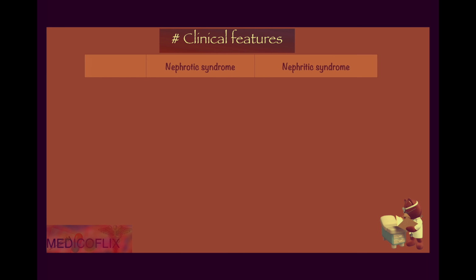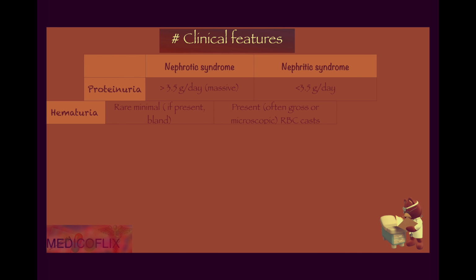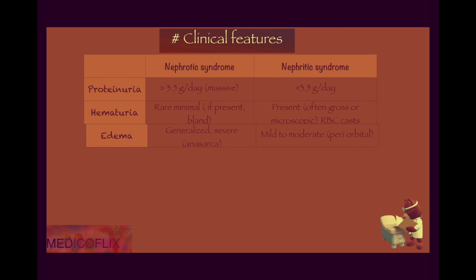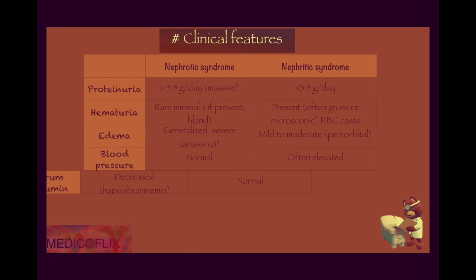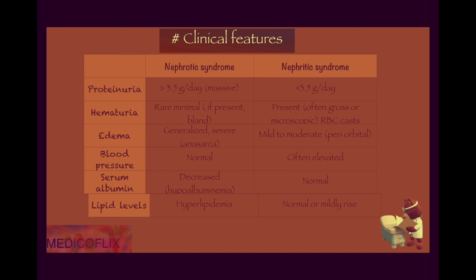So let's see the clinical features of nephrotic and nephritic syndrome simultaneously. Proteinuria greater than 3.5 gram per day and is massive in nephrotic but less than 3.5 gram per day in nephritic. Hematuria, it's rare in nephrotic but present in nephritic, that is often gross or microscopic, and RBC casts are seen. Edema, that is generalized and severe anasarca in nephrotic, mild to moderate or periorbital in nephritic.